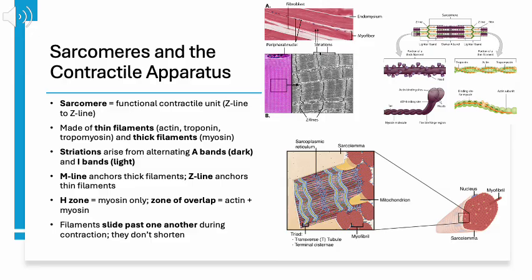The M line holds the thick filaments in place, while the Z line anchors the thin filaments. In the center is the H zone, which has only myosin, and the zone of overlap, where actin and myosin interact. During contraction, the filaments don't shorten. Rather, they slide past each other, pulling the Z-lines closer together and shortening the sarcomere. This sliding filament mechanism is the foundation of all muscular movement.